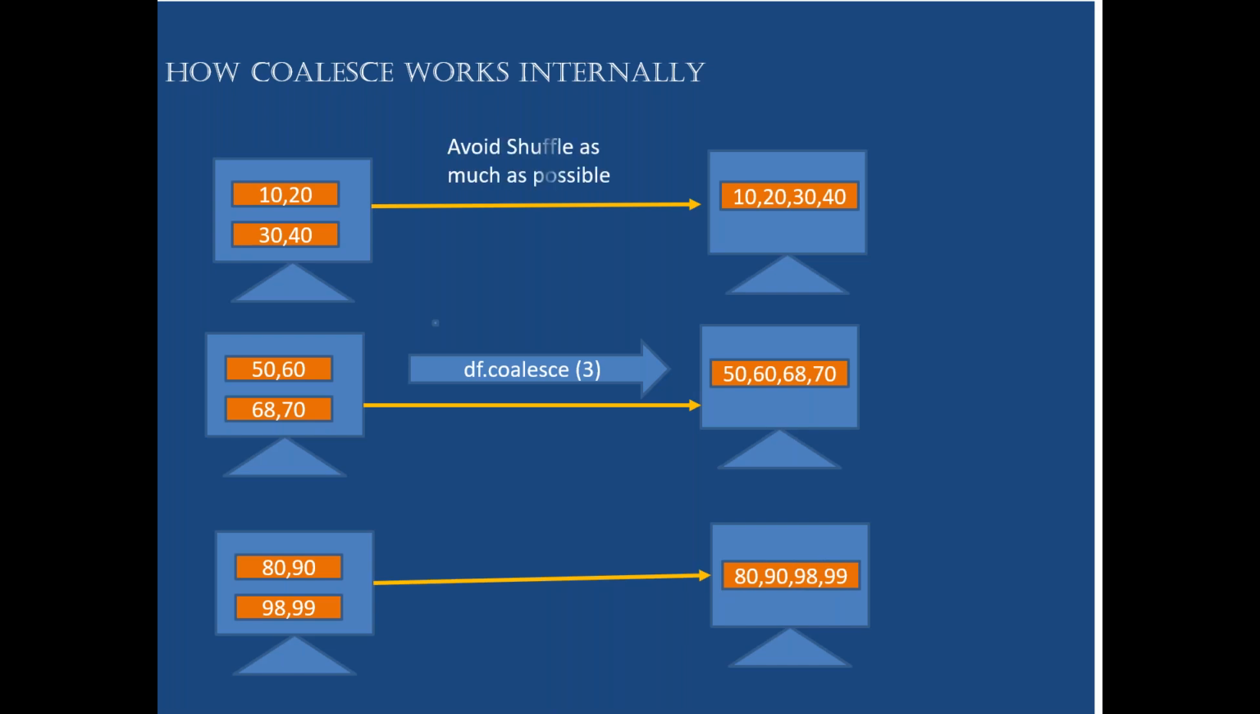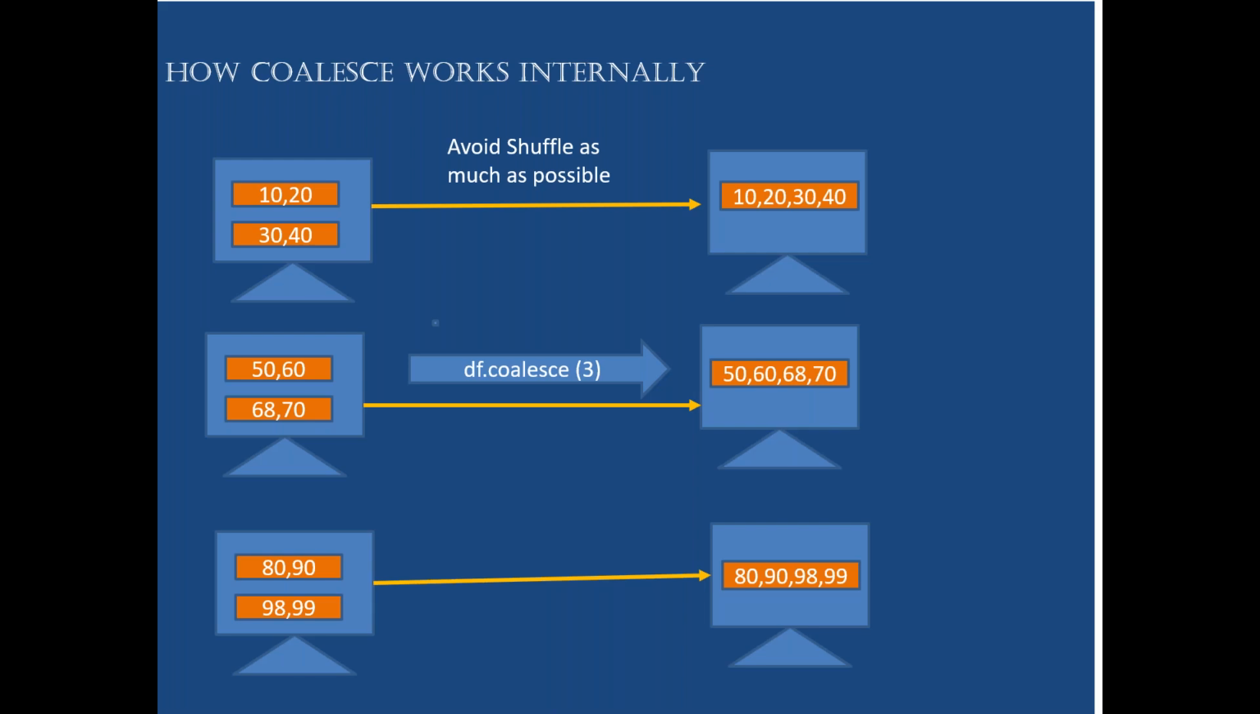So here what happens? Avoid shuffle as much as possible. If I say 2 partitions, then it must move one of the system's records into the other system. But see, with Coalesce, you cannot say that it will not do the shuffling. It means that it will always try to avoid it as much as it can. There will be shuffling in the Coalesce also, but it will try to reduce the shuffling of the data.